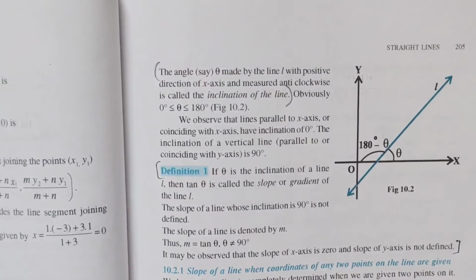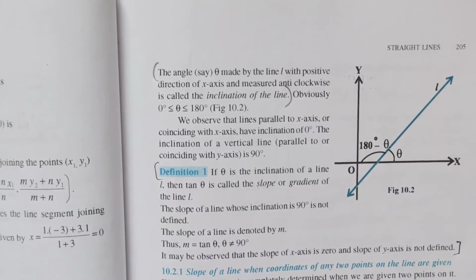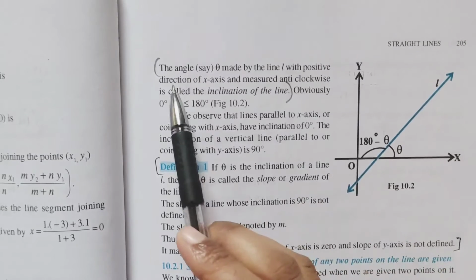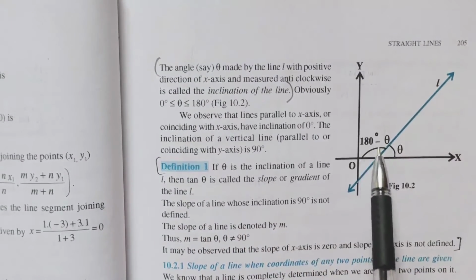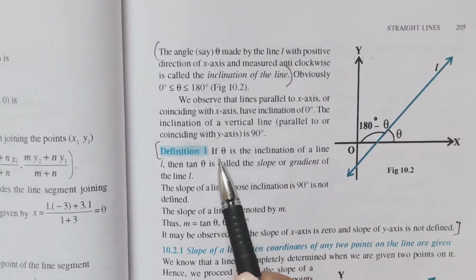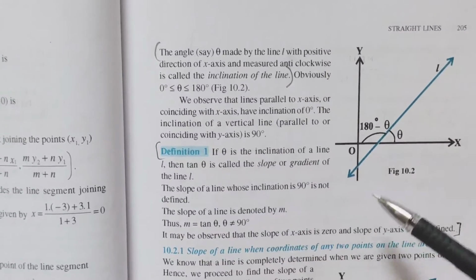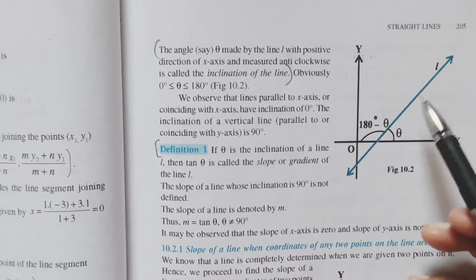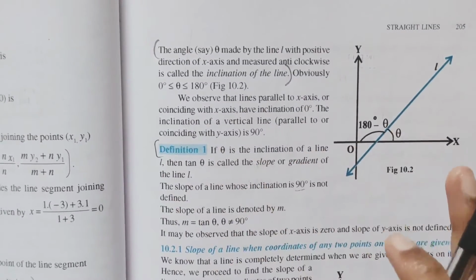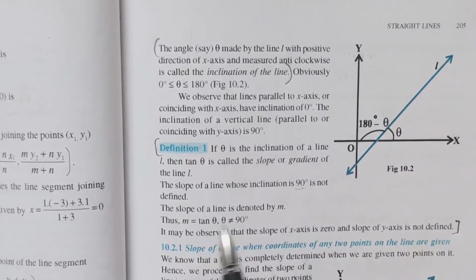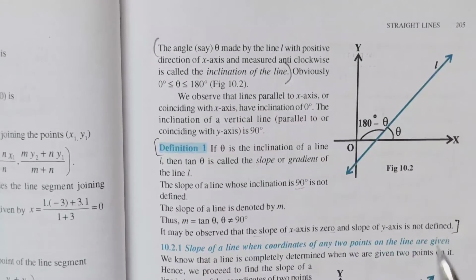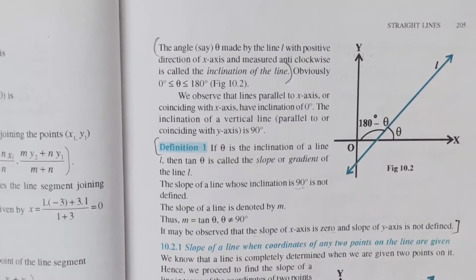So first write down the inclination of a line. Under slope of a line, first write the definition of inclination of line: the angle theta made by the line L with the positive direction of the x-axis, measured anti-clockwise, is called the inclination of the line. Then the definition of slope of a line: if theta is the inclination of line L, then tan theta is the slope or gradient of the line. Whose inclination is 90 degrees, it is not defined, meaning theta is not equal to 90 degrees. It is denoted by m. m is equal to tan theta, theta not equal to 90 degrees. Slope of the x-axis is 0 and slope of the y-axis is not defined. You can write it.